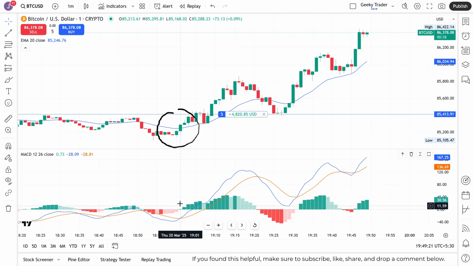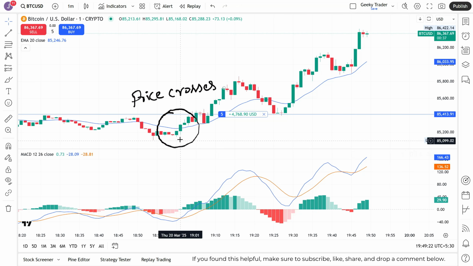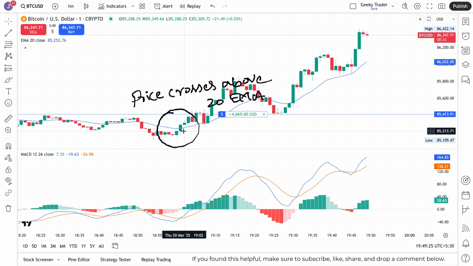This is where the 20 EMA, Exponential Moving Average, comes into play. The price moves above the 20 EMA line, showing that the overall trend is gaining strength. A green candlestick crosses and closes above the 20 EMA, blue line, confirming that buyers are stepping in and taking control of the market.